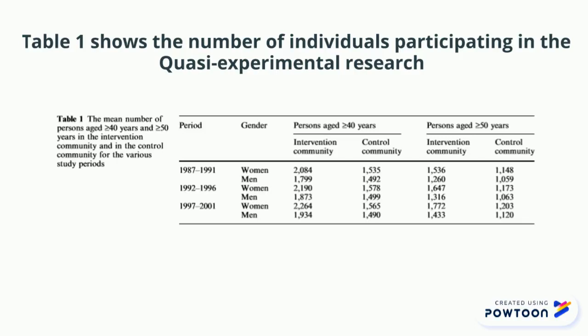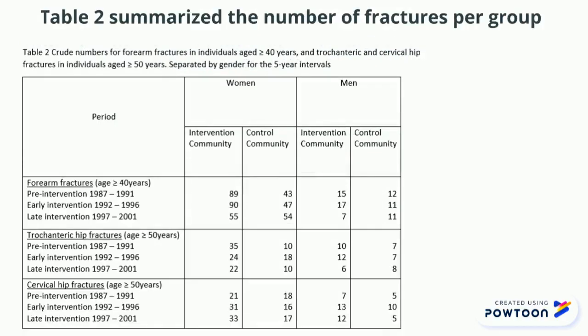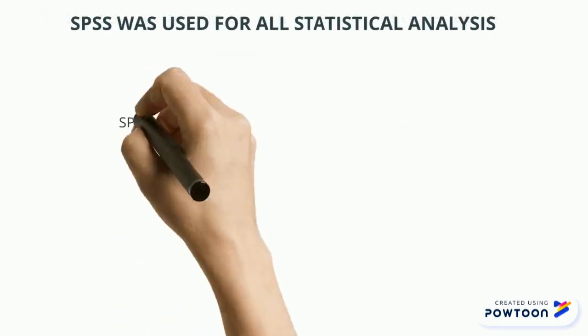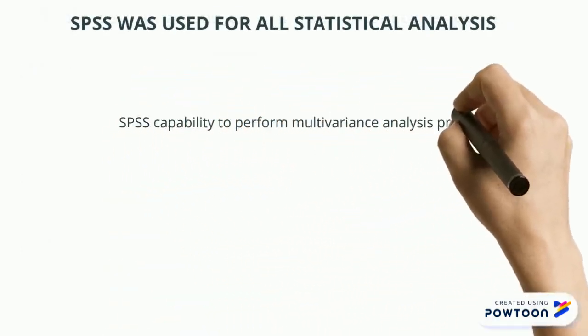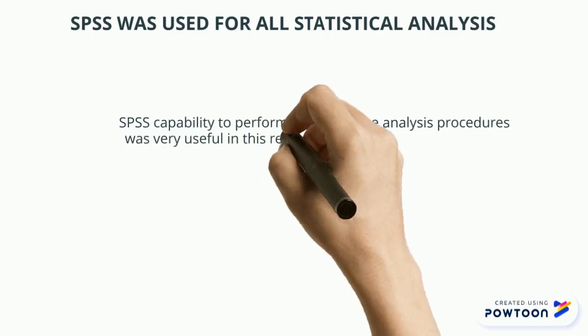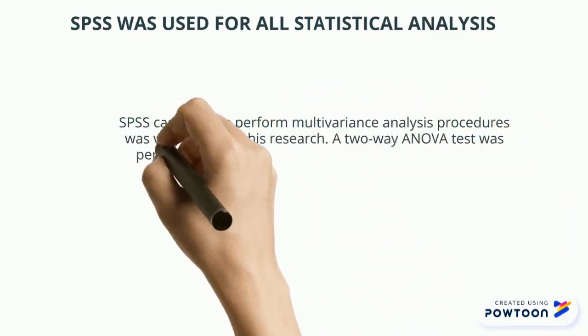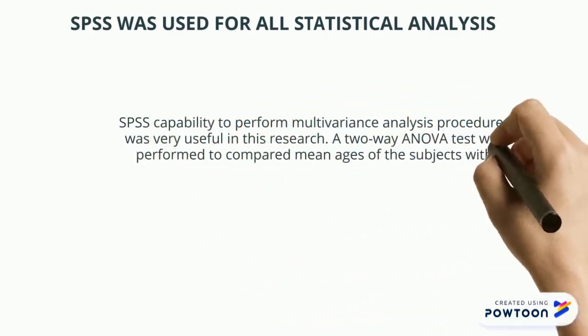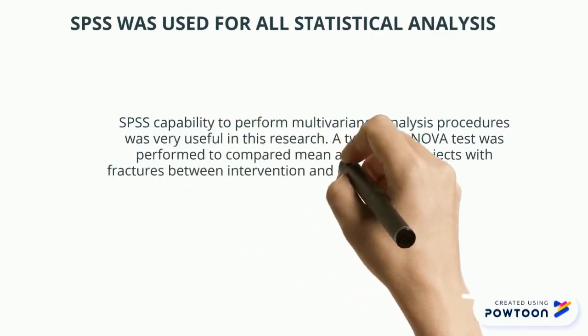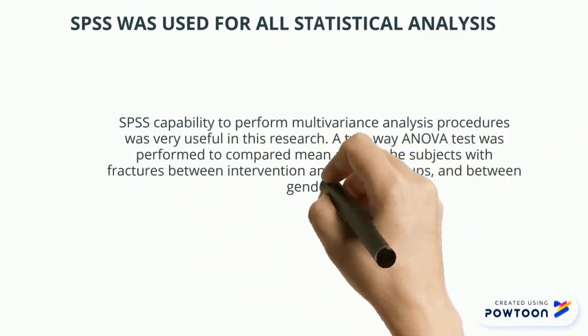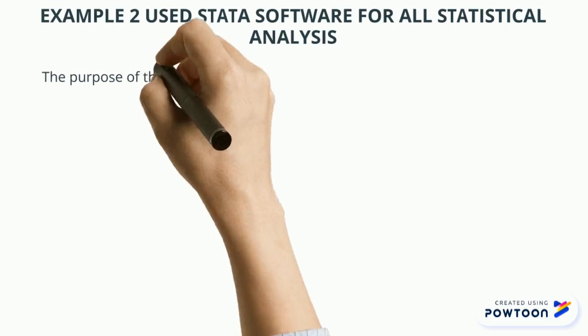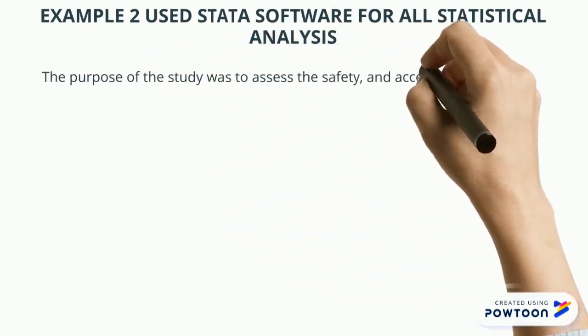Table 1 shows the number of individuals participating. Table 2 summarizes the number of fractures per group. SPSS capabilities to perform multivariate analysis procedures were very useful in this research. A two-way ANOVA was performed to compare mean ages of the subjects with fractures between intervention and control groups and between genders. Example 2 used Stata software for all the statistical analysis.